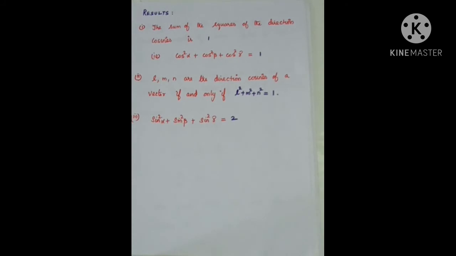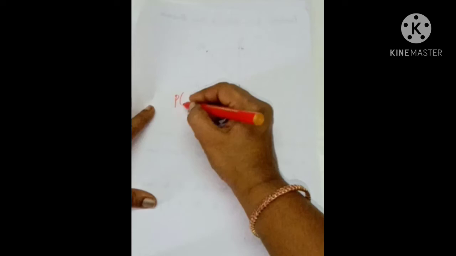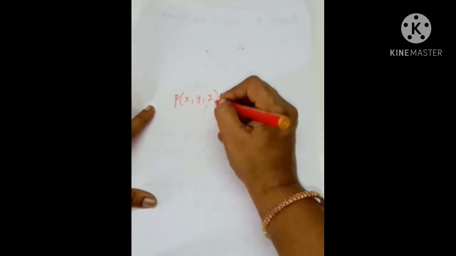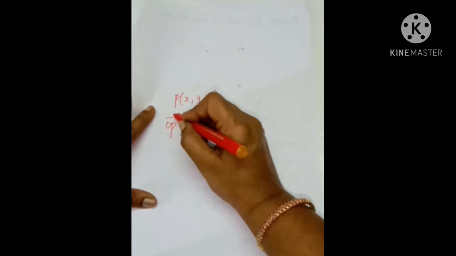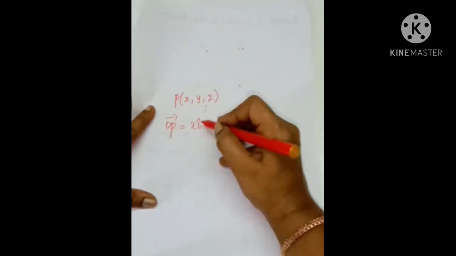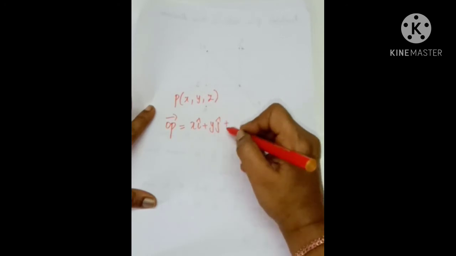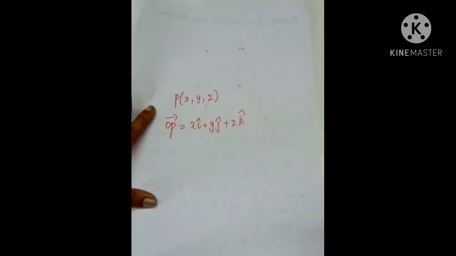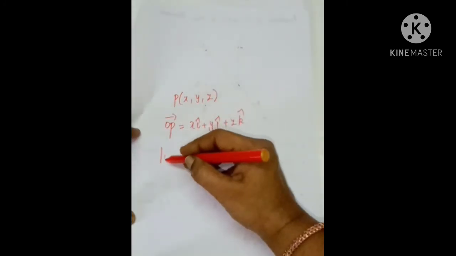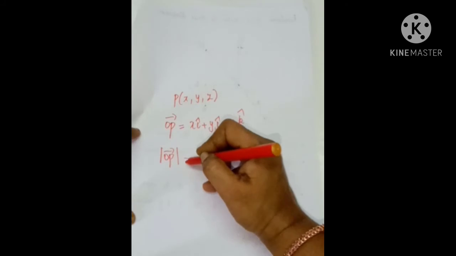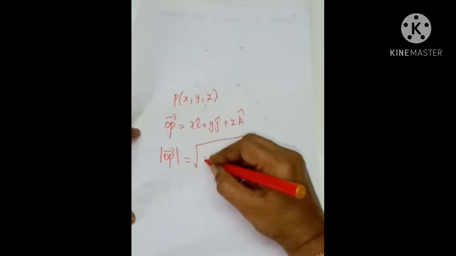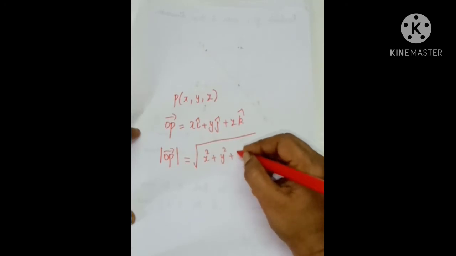So here, up to this, what have we learned? We have learned if P is a point having the coordinates x, y, z, then you can write the position vector of P, that is x i cap plus y j cap plus z k cap. What are i cap, j cap, k cap? They are the unit vectors acting in the direction of x-axis, y-axis and z-axis. Then how to find the magnitude of OP vector? It is nothing but square root of x squared plus y squared plus z squared.